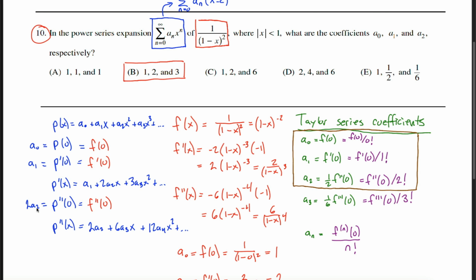But I don't want 2a2, I just want a2. So what I do is divide both sides of this equation by 2, and I get this formula, a2 equals 1/2 f double prime of 0. During the pressure of a test, you probably don't want to derive all these different coefficients, but it might make it a lot easier to memorize these formulas if you kind of understand where they come from.